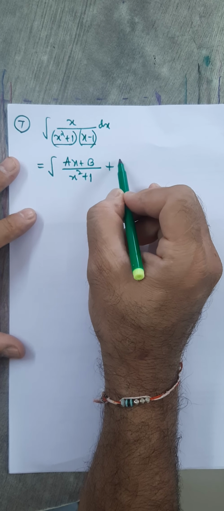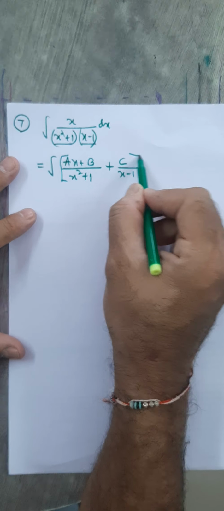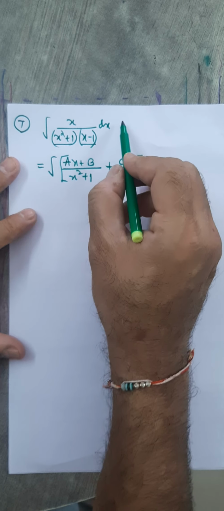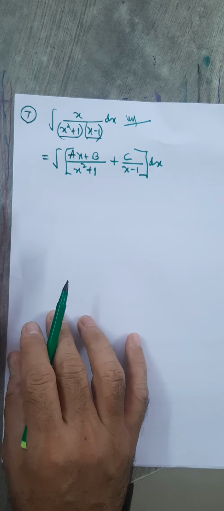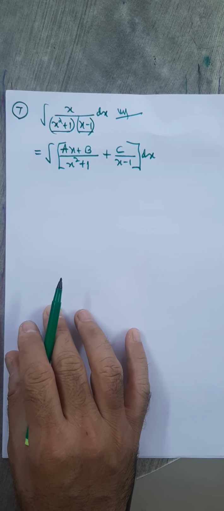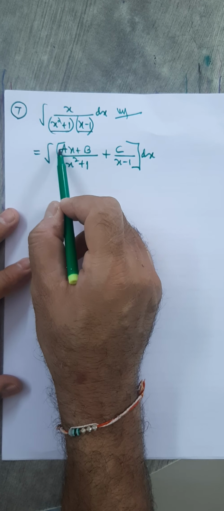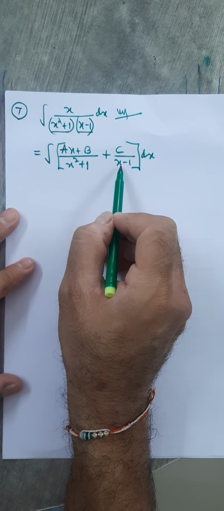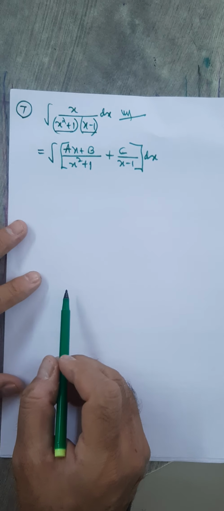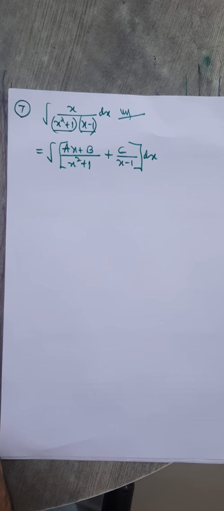This is linear, so we write constant c upon x minus 1. This is a good example, remember. What we did here, for quadratic I wrote linear there. So what is the standard form of a linear function? Ax plus b. This is linear, so I wrote constant there. Now how many unknowns are there? There are 3 unknowns, so we find them.